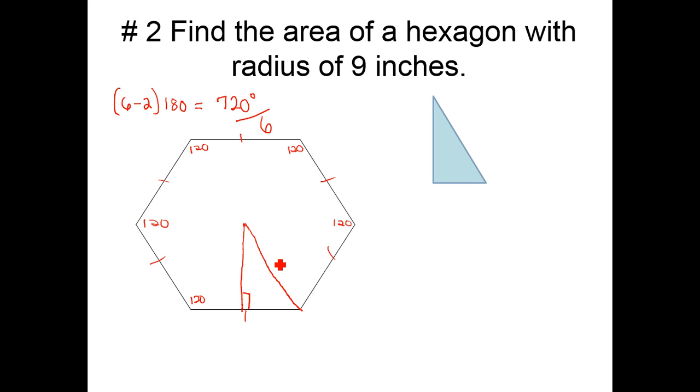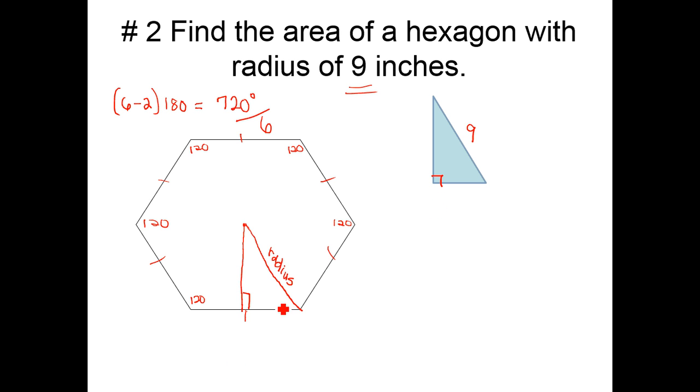So this is your radius, and the radius is how much? 9. So I'm going to use this triangle over here, but I'm showing you how and where I got that triangle. So this is my radius, and we know the radius is 9 inches. So I'm going to label my radius 9. Okay, here's where my 90 degree is.